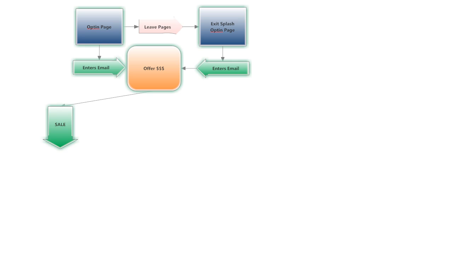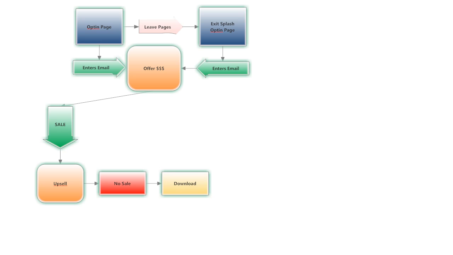So with the offer, you have either a sale, and if they decide to buy that product, you would usually present to them an upsell. If no sale, if they do not decide to buy the upsell, you present them with the paid download. If they decide to purchase the upsell, you would have access to two downloads, obviously the front-end product and the upsell.